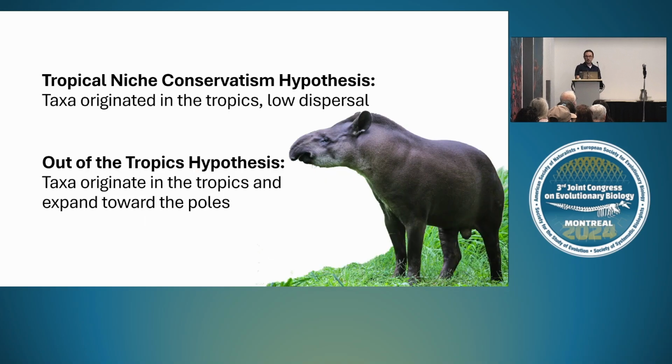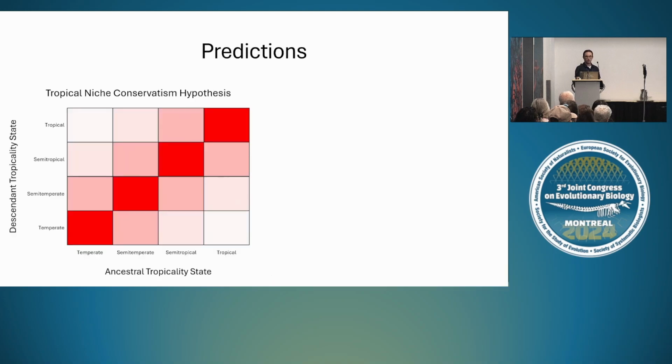As a reminder, we're testing 2 hypotheses: the tropical niche conservatism hypothesis, which predicts that taxa originate in the tropics and that dispersal is low, and the out of the tropics hypothesis, which predicts that taxa originate in the tropics and disperse outward toward the poles. With that in mind, we can make some predictions about the patterns that we might expect to see in our transition matrices under each of these regimes.